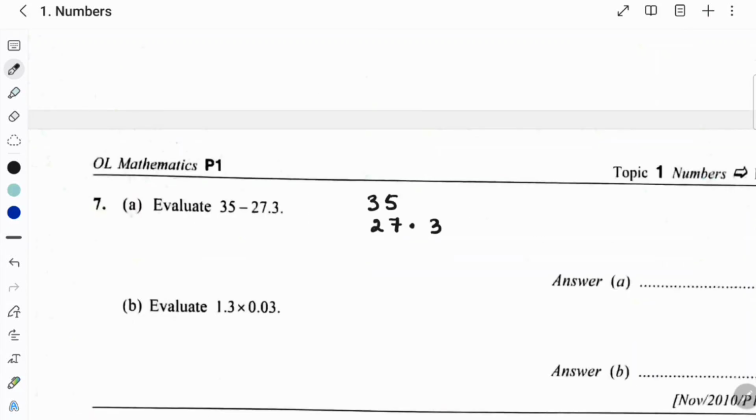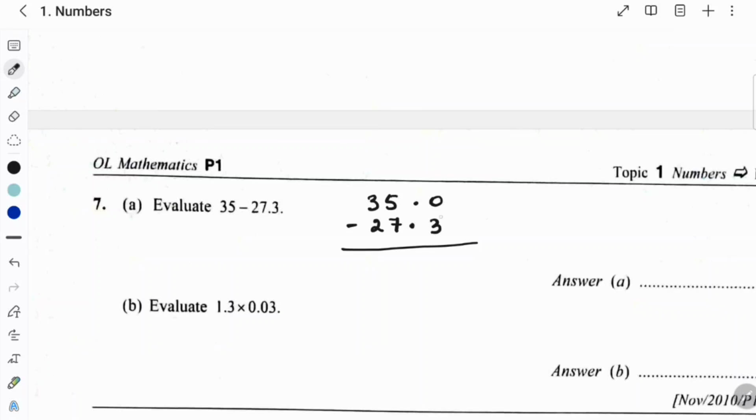Let's evaluate this one, 35 minus 27.3. So we are starting the decimal questions now. The first question is a subtraction of decimal numbers. So 35 and 27.3, you just write down together, 35 and write down 0.0. You'll have to manage it. Now it's a subtraction question.